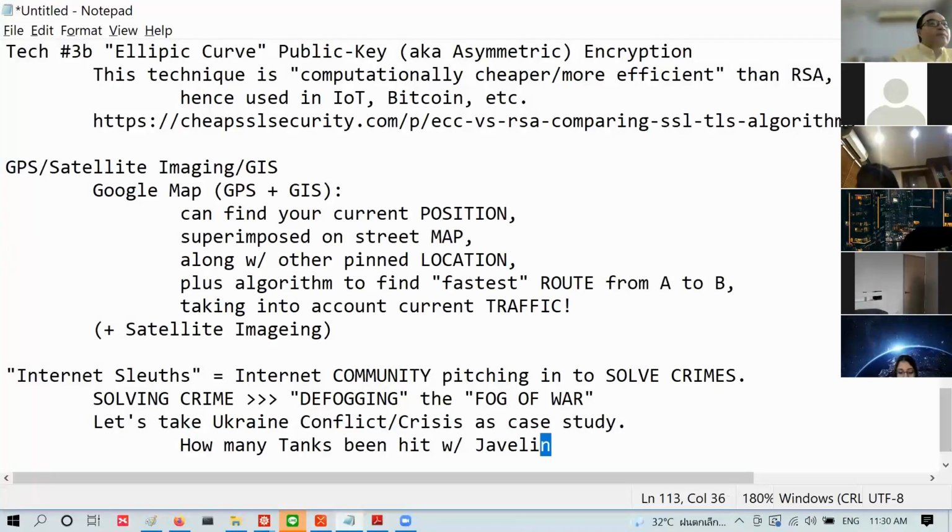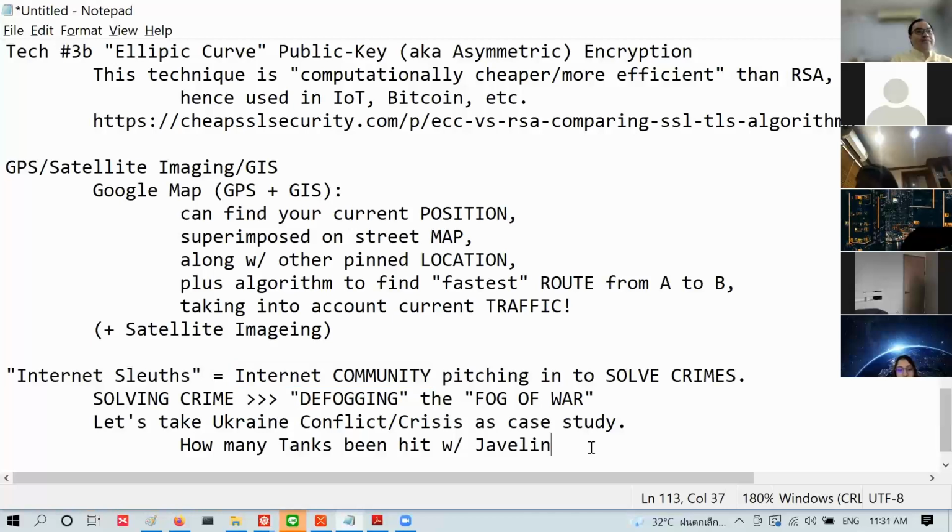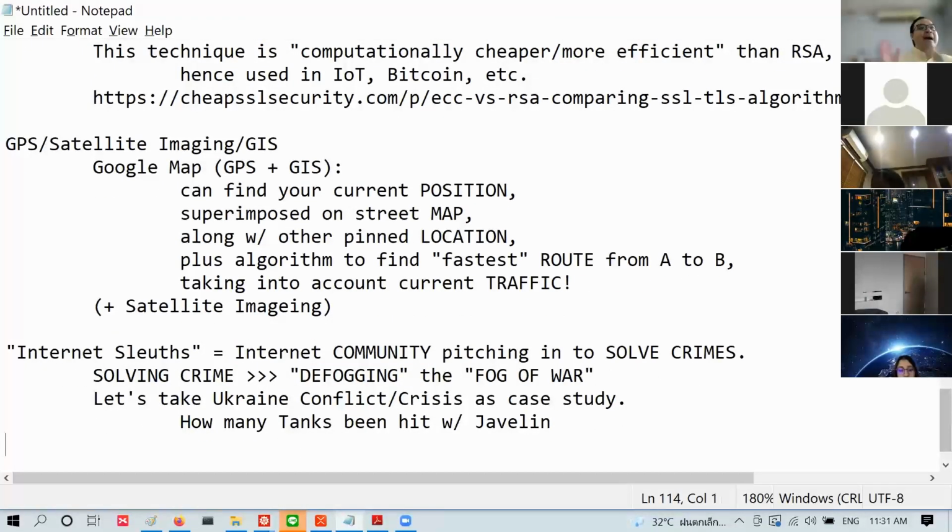Now, all this, the military people are doing it, right? So you have satellite people. Well, why does it have an internet community? It's kind of a chicken and egg thing. Unlike past conflicts, like World War II, you didn't have TikTok videos of the war. So why is the internet community involved in war intelligence?